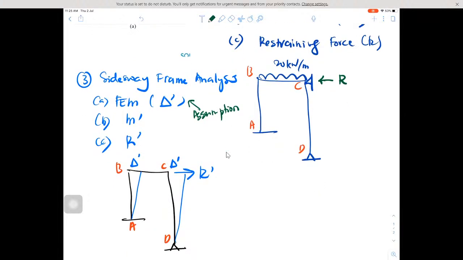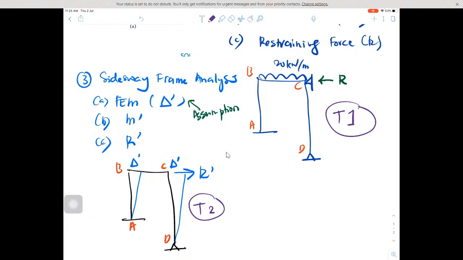This is the diagram, the frame that we are going to analyze in step number 3. This is for table 1, and this is for table 2. The first diagram is the non-side sway frame, after putting a pin support at C, so this is for table 1. And then for table number 2, we are going to analyze the side sway frame.